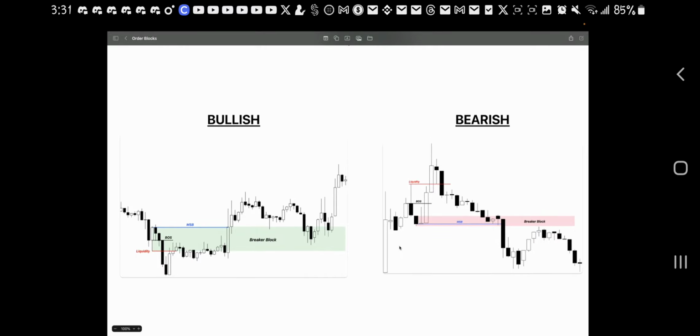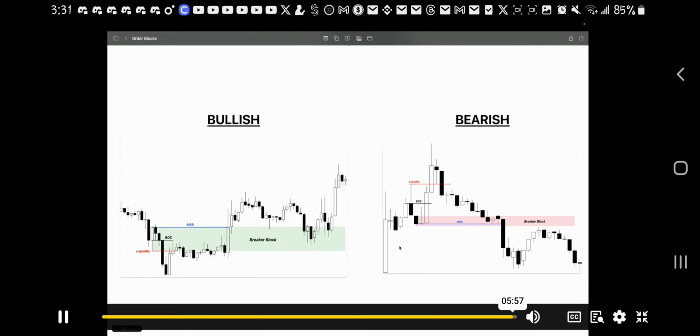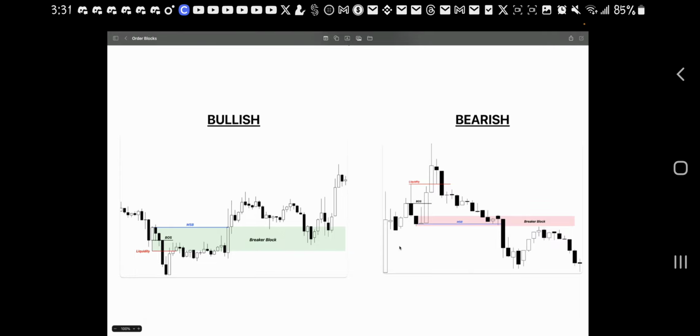To summarize, a breaker block is simply an invalidated order block that flips from being a bullish support of a trend into a bearish confirmation of a reversal, or a bearish support of a trend into a bullish confirmation of reversal.